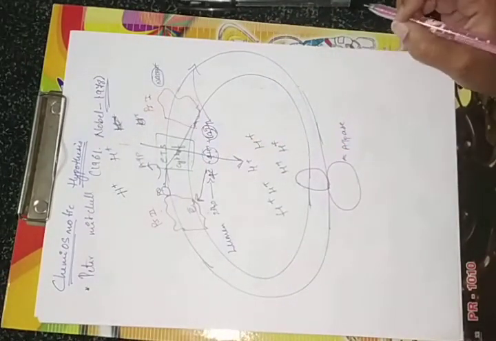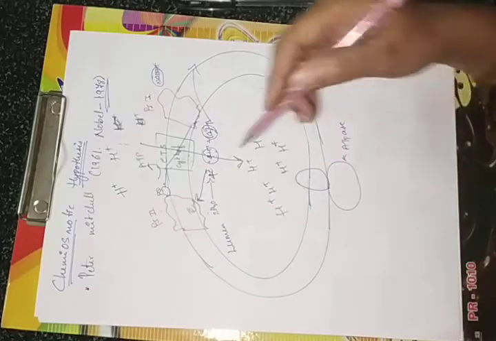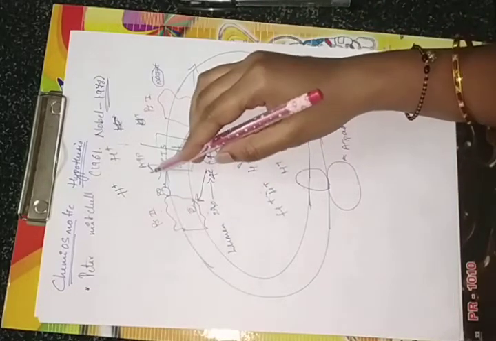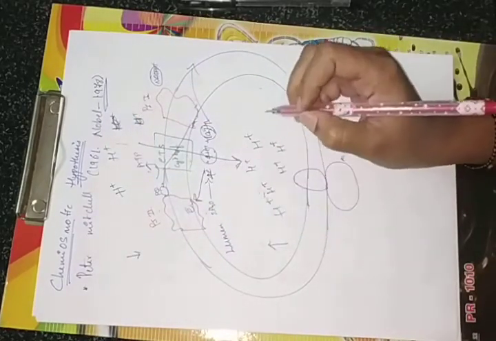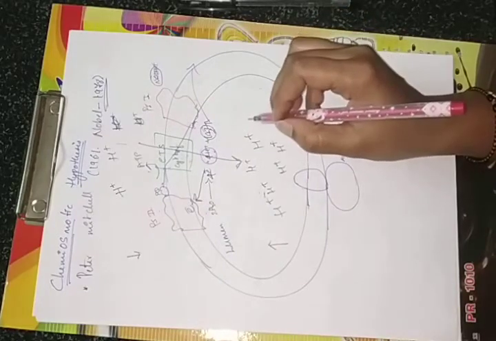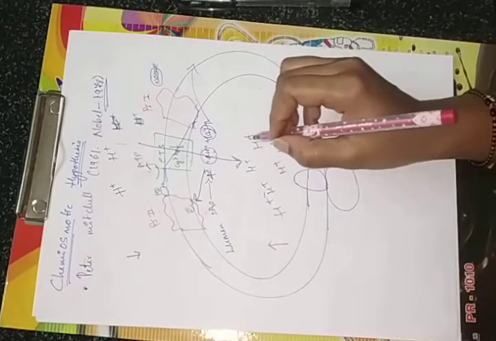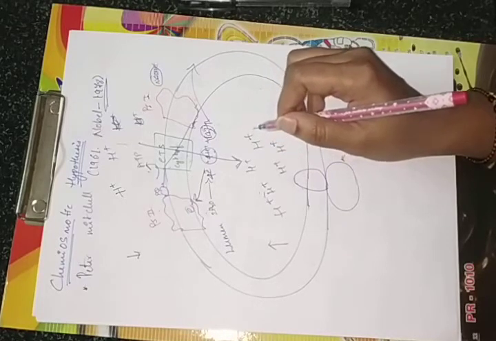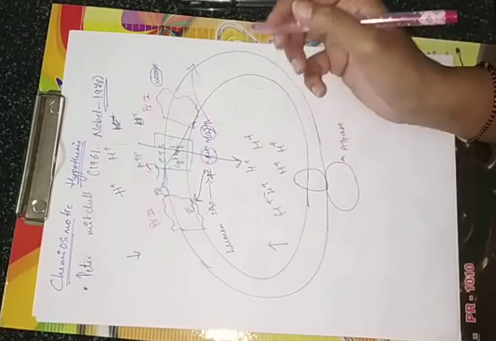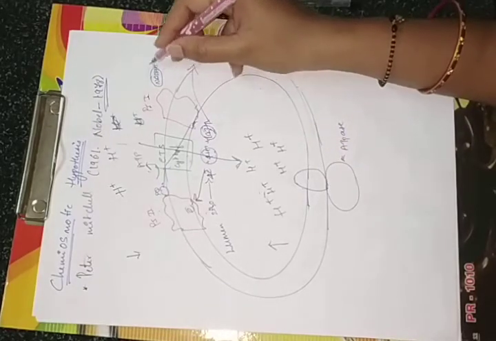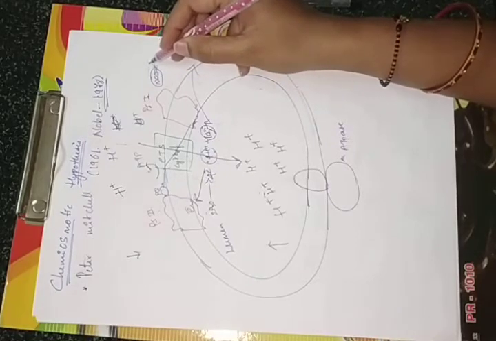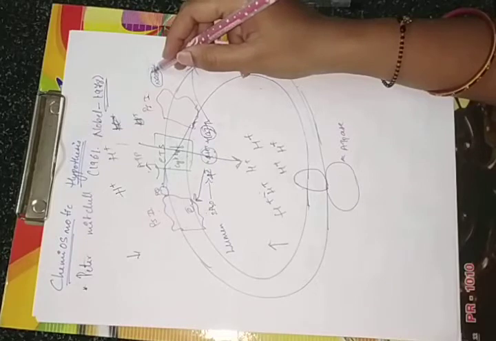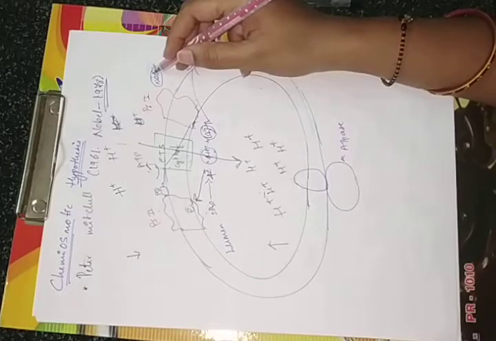Now where the proton gradient is more, here the proton gradient is more, and here the proton gradient is less. So what happens while doing so, NADP reductase enzyme is located on the outer side of the thylakoid membrane. It uses hydrogen of the stroma to synthesize NADPH plus H plus from the NADP plus.